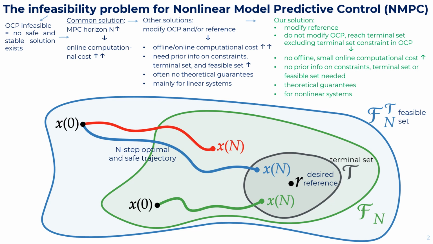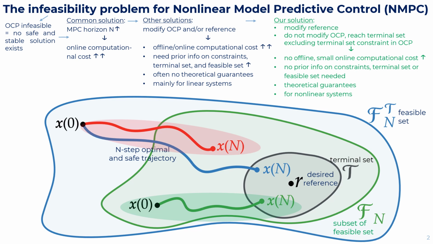Our solution is based on modifying the reference without modifying the OCP, but by excluding the terminal set constraints in the OCP. Although this often means the terminal set cannot be reached, luckily there exists this green set of initial conditions, which is a subset of the MPC's feasible set in blue, from where the terminal set can be reached without enforcing the terminal set constraints in the OCP.